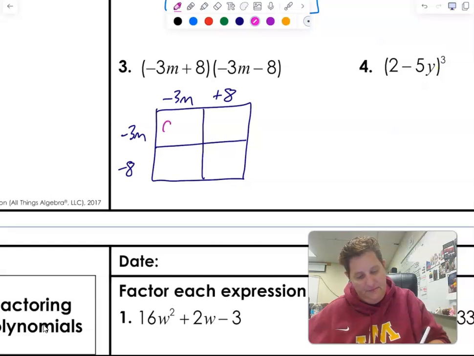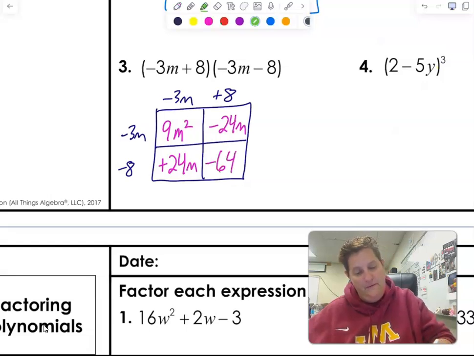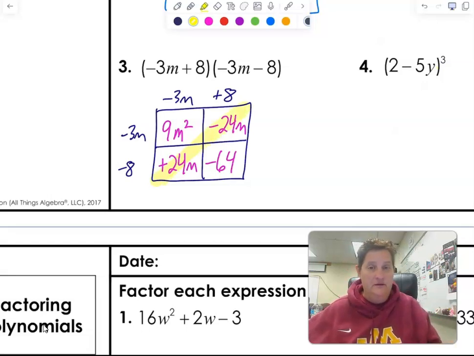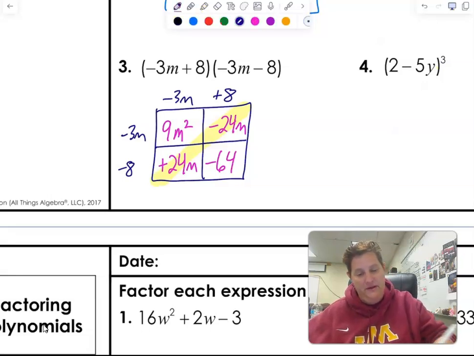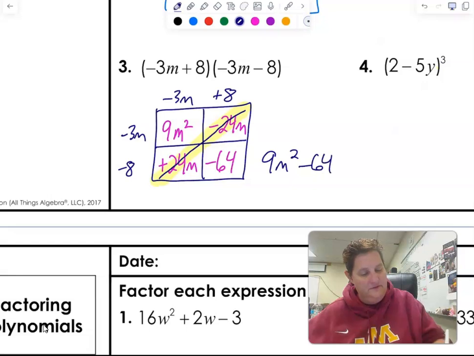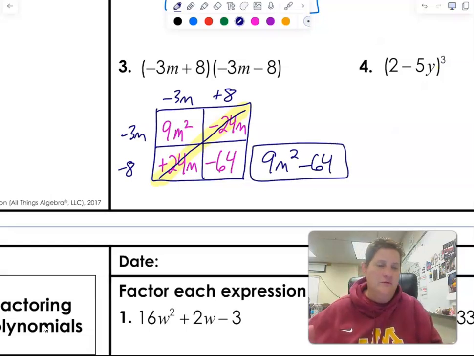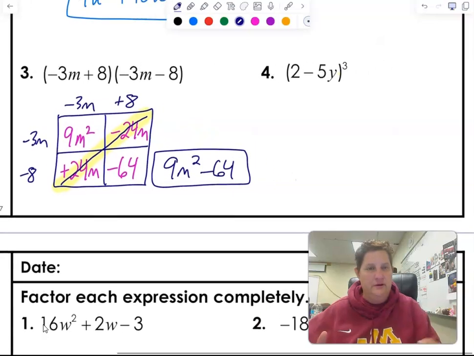This gives me positive 9m squared. This gives me negative 24m. This gives me positive 24m. And then this gives me negative 64. Now, when I look across, that's usually where you'll find your combined terms. Negative 24m plus 24m is going to cancel out and give me 0m. So the answer to this will just be 9m squared minus 64. Okay, and you can do it with FOIL too. I just like the box because it's a little cleaner.